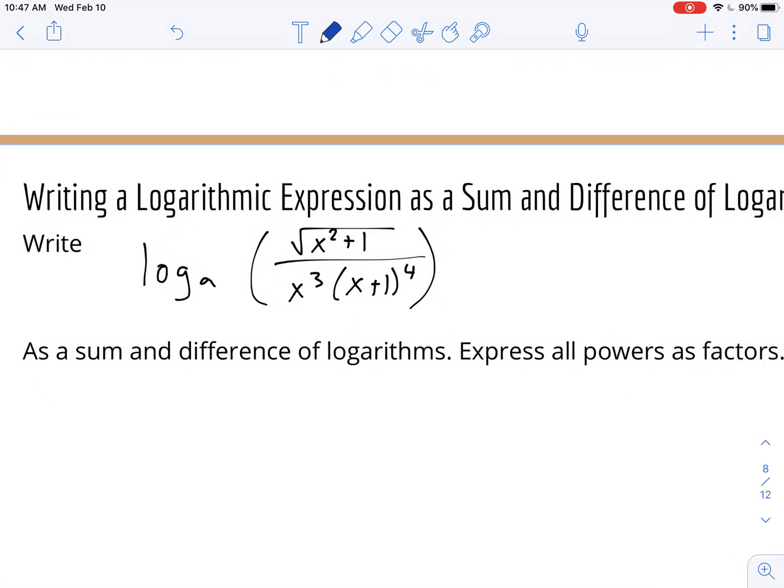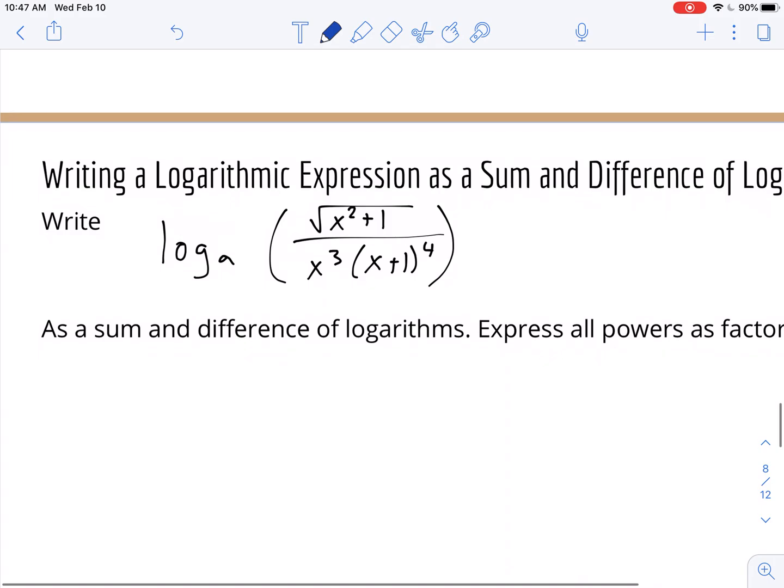We want to write the log base a of the square root of x squared plus 1 over x cubed times x plus 1 to the 4th power as a sum and difference of logarithms, and we still want to express all of our powers as factors. First thing that I'm going to do is start off with one step.